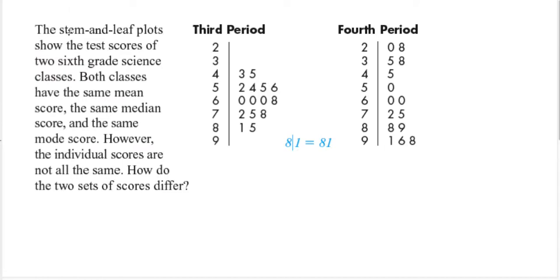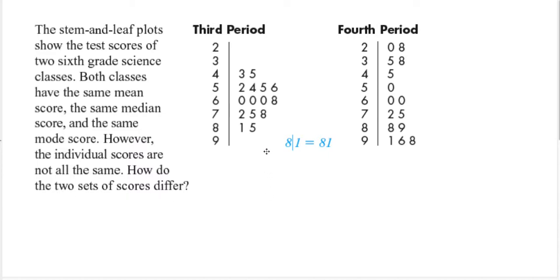Let's take a look at one more scenario. The stem and leaf plots show the test scores of 2 6th grade science classes. Both classes have the same mean score, the same median score, and the same mode score. However, the individual scores are not all the same. How do the two sets of scores differ?